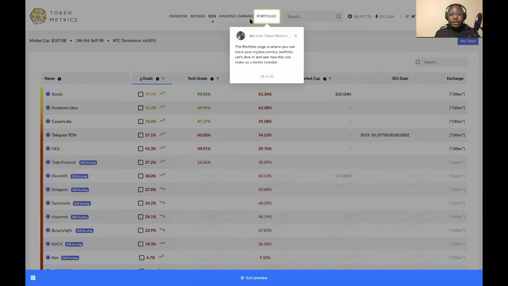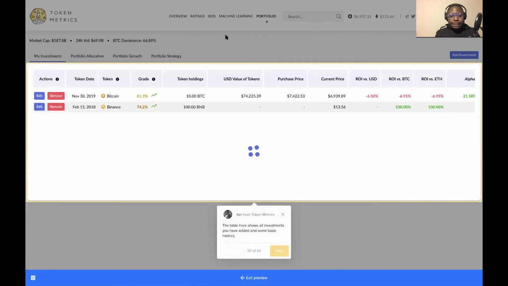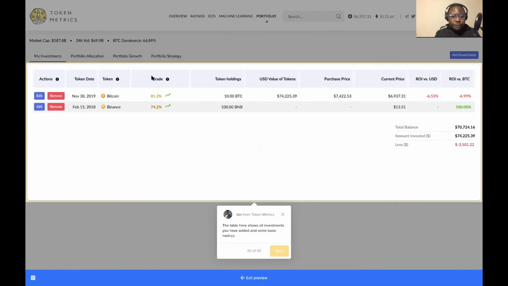The portfolio page is where you can track your cryptocurrency portfolio. Let's dive in and see how this can make us a better investor. The table here shows all investments we have added and some basic metrics. So we can see the grade of every holding in our portfolio, the amount, the value, the purchase price, the ROI in USD and BTC, as well as the total balance, the amount invested, and the loss on our investment, or the gain in our investment, if you happen to be doing well.